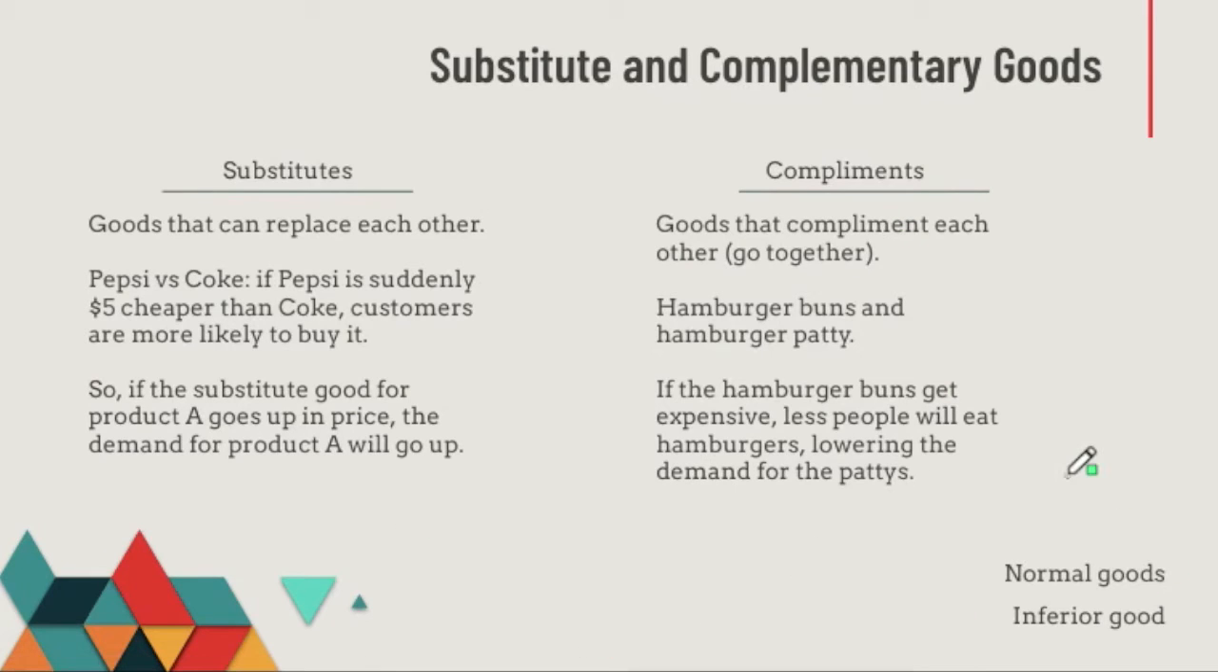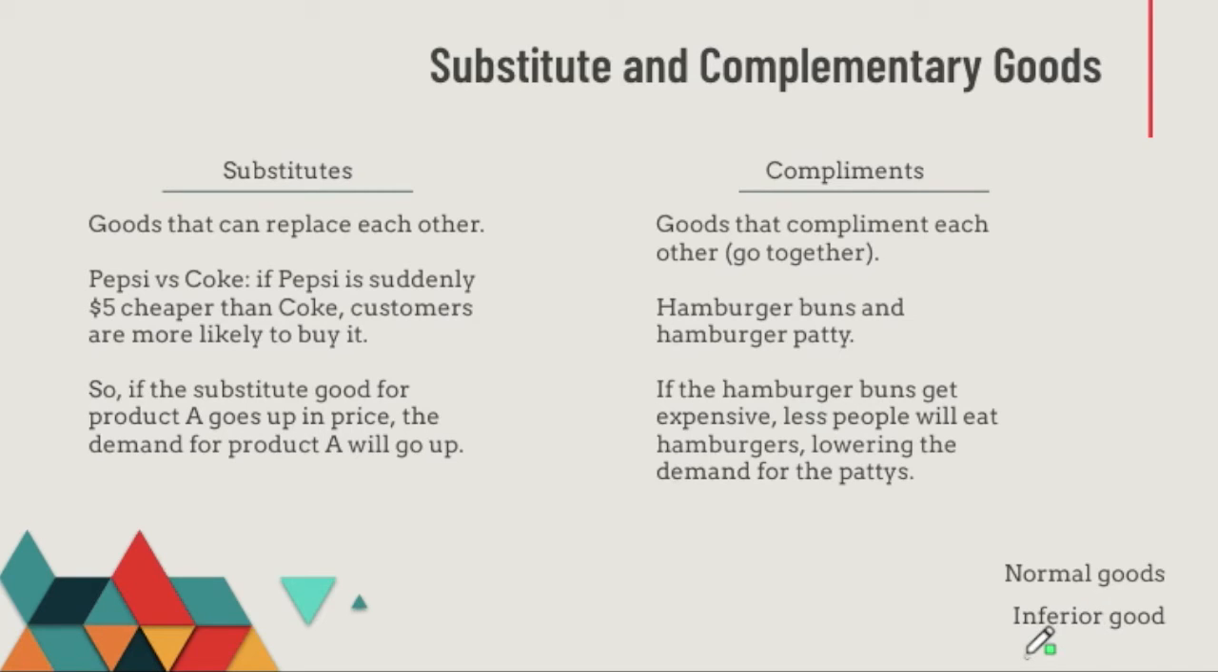Also, two more terms you're going to want to remember are normal goods and inferior goods. Normal goods respond normally when, for example, the income of your target population goes up. If people have more money, they're going to be buying more of your good. Inferior goods are the opposite.